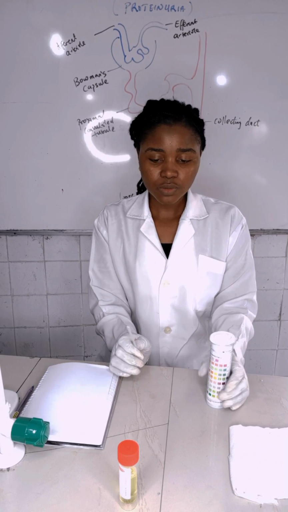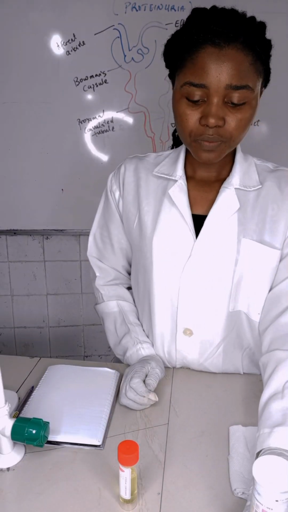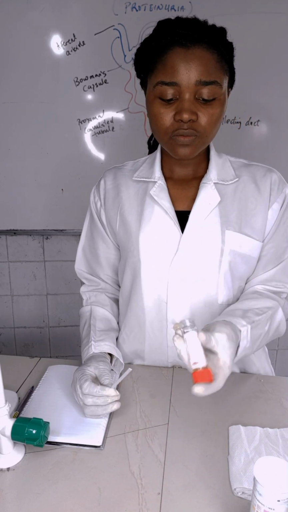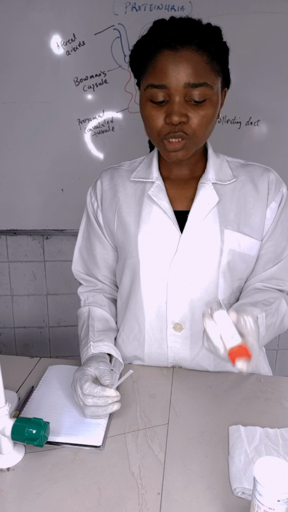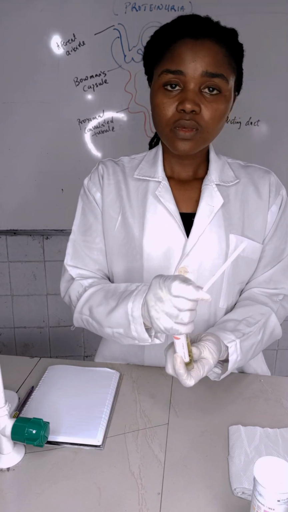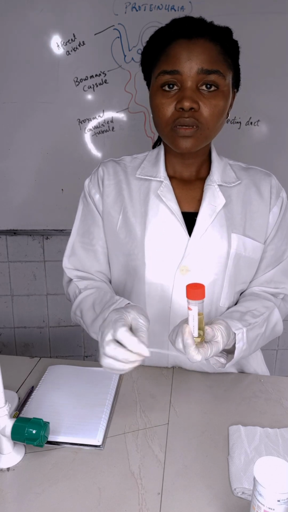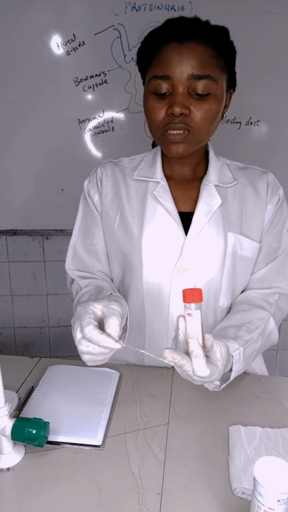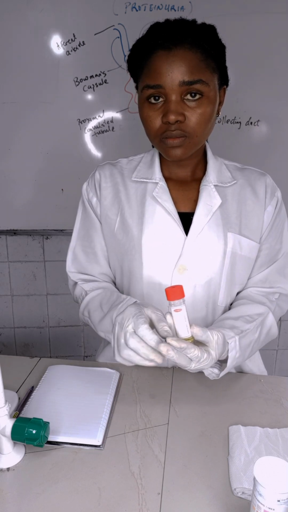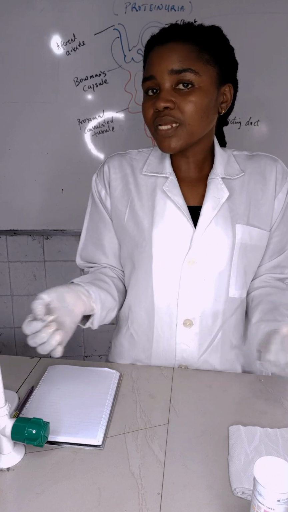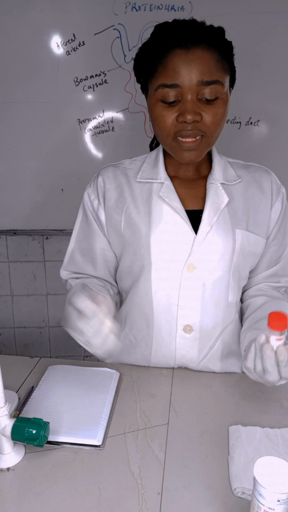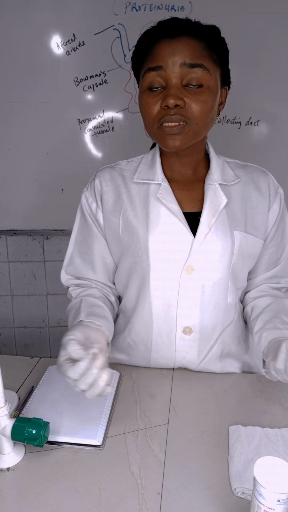How do we carry out the test? Just watch me and see what I'll do. Take a freshly voided urine and mix it by gentle inversion several times. You have to dip the strip in the urine, making sure that all the area with chemicals enters the urine. When you dip it, you don't leave it inside the urine for too long. Just dip it for 1 second and bring it out. And then you take your reading within 60 seconds.